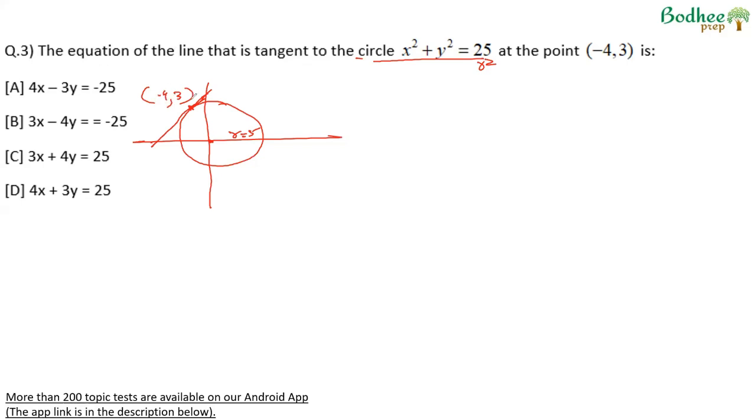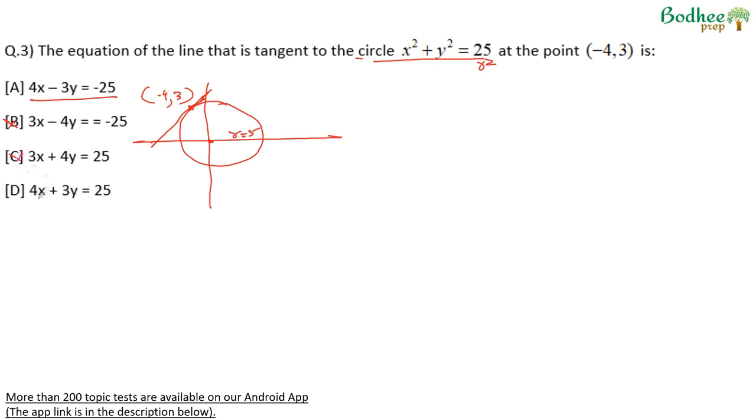Clearly, the line has to pass through minus 4, 3. So if we put the values of x and y, we should get an answer. Minus 4, minus 16, minus 9 is minus 25. So this is satisfying the point. Minus 12, minus 12 is 0. This is not satisfying the point. Minus 4, minus 12, plus 12.